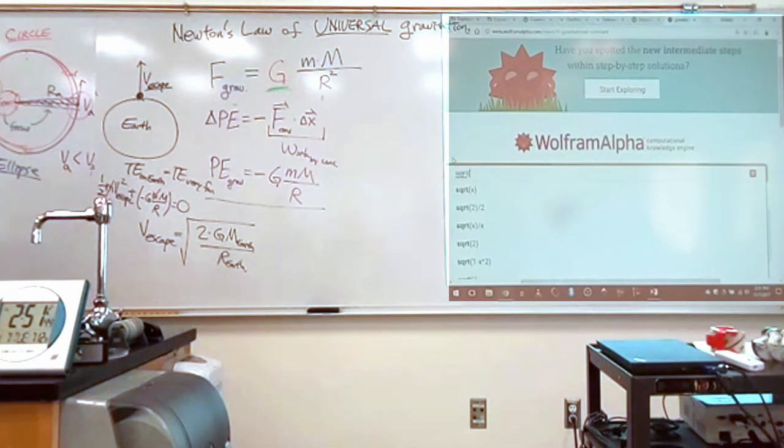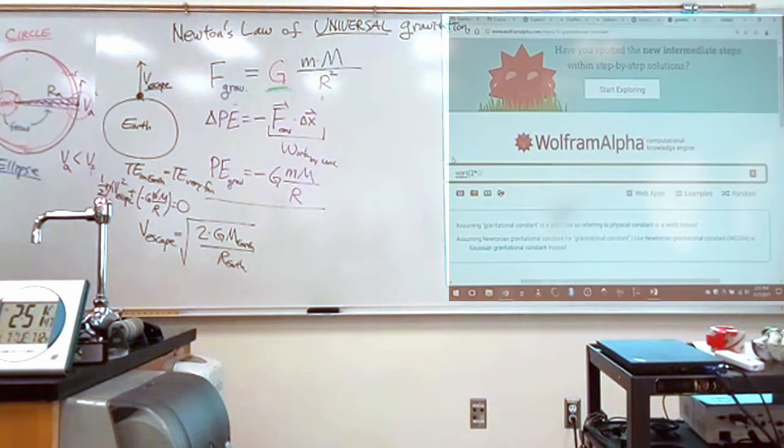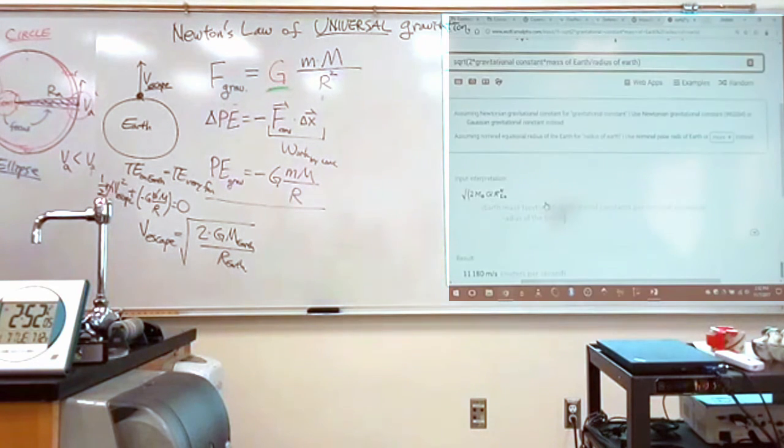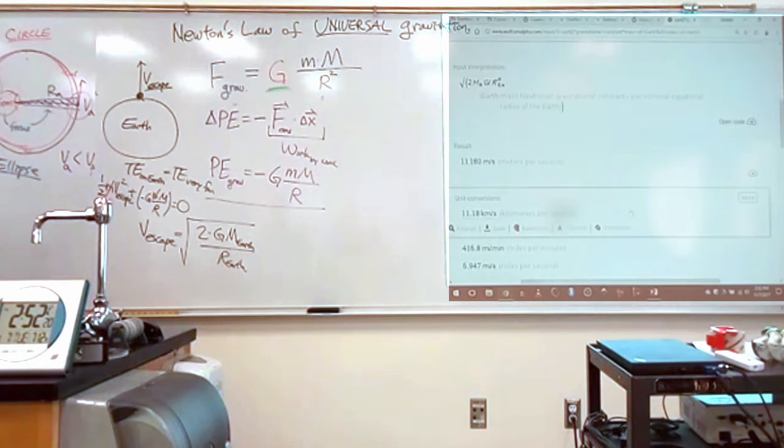So let me do this. Square root of 2 times G. Let me spell out gravitational constant, because sometimes Wolfram Alpha doesn't understand capital G. Times mass of Earth divided by radius of Earth. Let's see what we get. Make sure it understood you correctly: Earth mass times 2 G divided by radius of Earth. Nominal, equatorial, whatever, I don't really care, approximately the radius of the Earth. It says 11,180 meters per second, or about 11 kilometers per second.